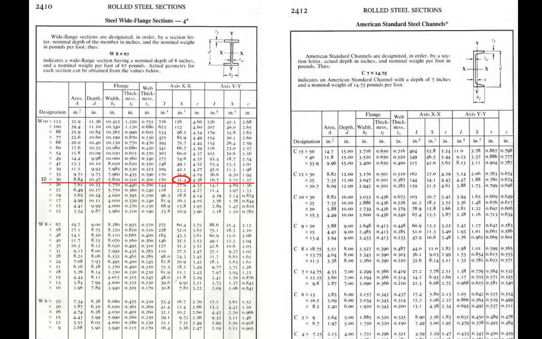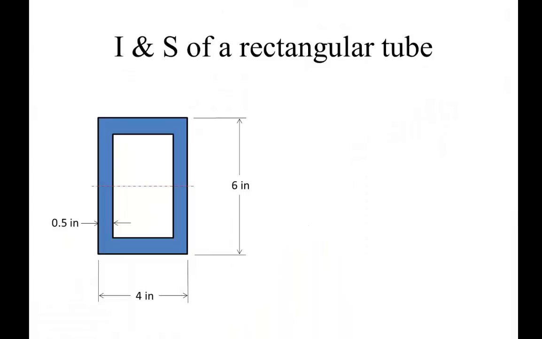This page on the right shows section properties for C-channel. Let's compare the section modulus of the 10 by 30 I-beam with that of the 10 by 30 C-channel. We can see that the I-beam is 1.6 times stronger than the C-channel, even though they are both the same nominal height and weight. Understanding section modulus allows us to make such comparisons quickly, which is useful in making design decisions. Now let's review how to calculate both I and S of a hollow rectangular tube.